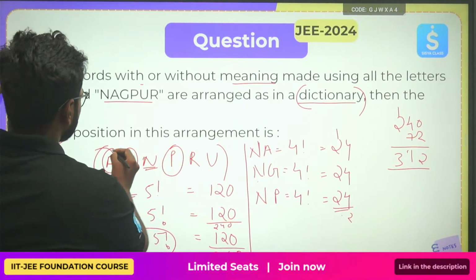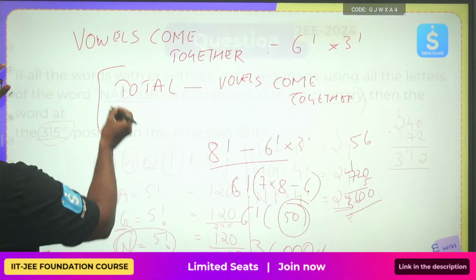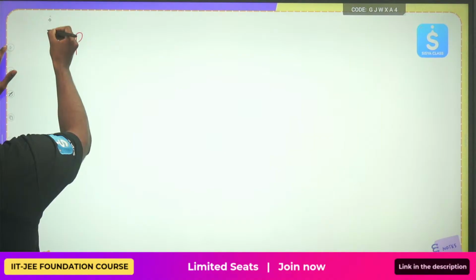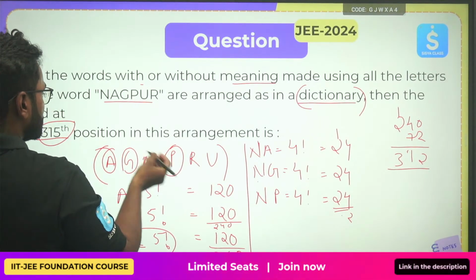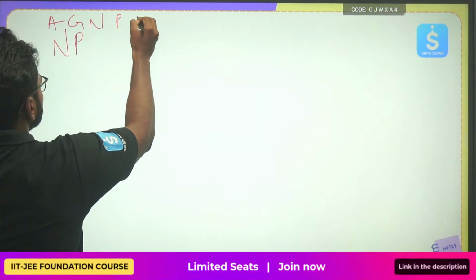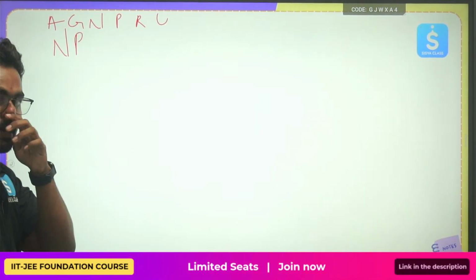After NP, what are the terms we have? Let me write AGN, PRU.